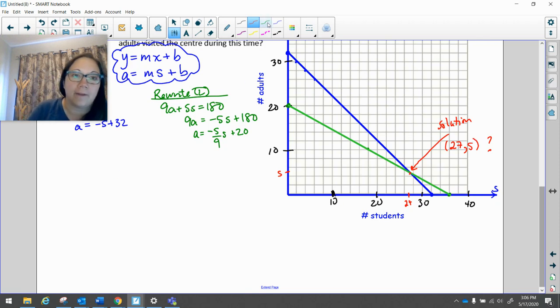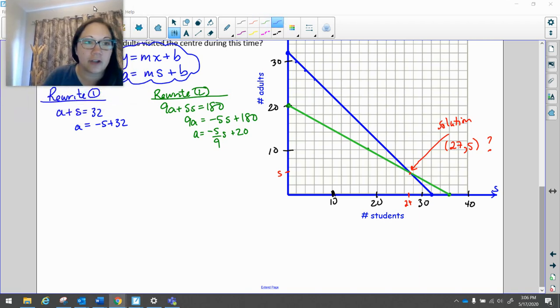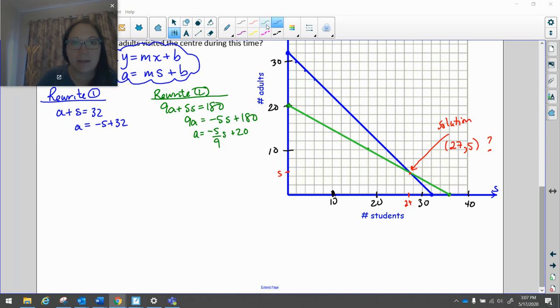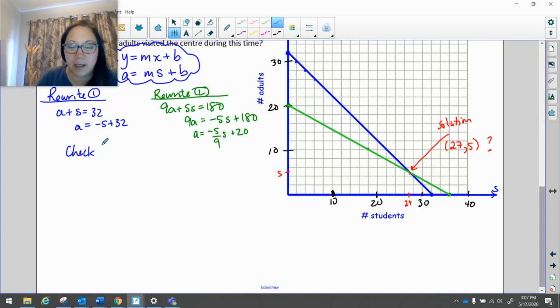So the way that we need to verify if that's true or not is to check it. And here's why the checking is so important, because if you're not sure, let's say we guess 26 and 5 or something like that, then we might get some equations where the checks don't work out. And that is sometimes a good thing because that tells us that we had the wrong guess. So let's check 27 and 5 in equation 1. So that's A plus S equals 32. So the 27 was students and the 5 was adults.